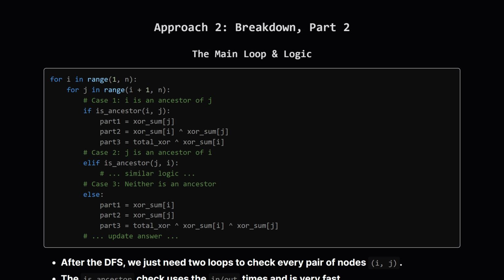After that one-time DFS, the rest of the work is straightforward. We use two nested loops to create every unique pair of nodes, I and J. For each pair, we use our fastest ancestor helper function. There are three possibilities. If I is an ancestor of J, we use one set of formulas to find the three-component XORs. If J is an ancestor of I, we use another. And if they're in different branches, we use a third. In all cases, once we have the three values, we calculate the score and update our minimum.